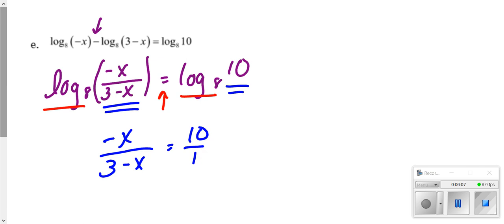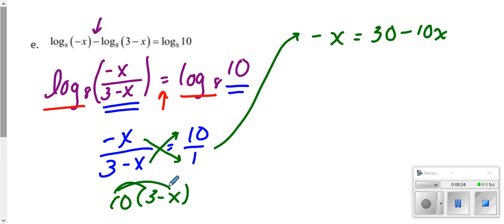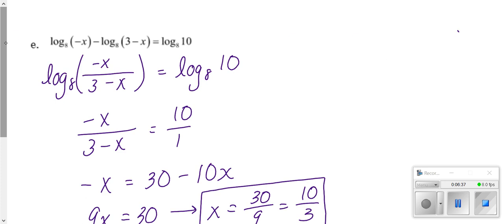Okay, and now we've seen this idea on a couple of the other questions. This is a cross multiplication issue. So I'd have opposite of x equals, and remember to distribute, 30 minus 10x. If you'd like to write the 10 and then 3 minus x first and then show the distributing, that's fine. That's the same. And then we would put the x's all onto the same side and divide by 9. And you can reduce that if you wish, or write it as a decimal if that makes you happier.